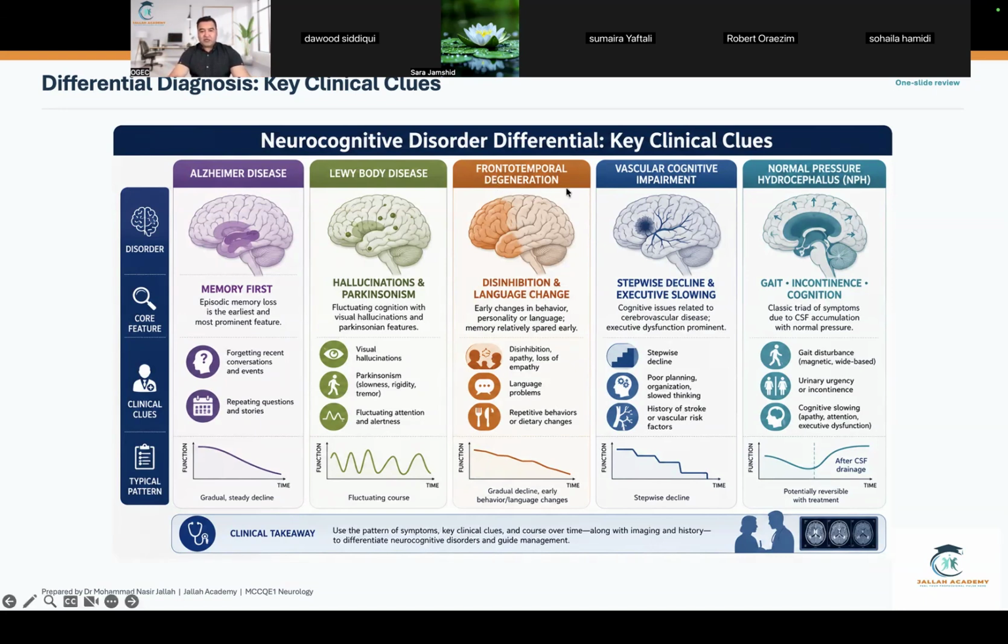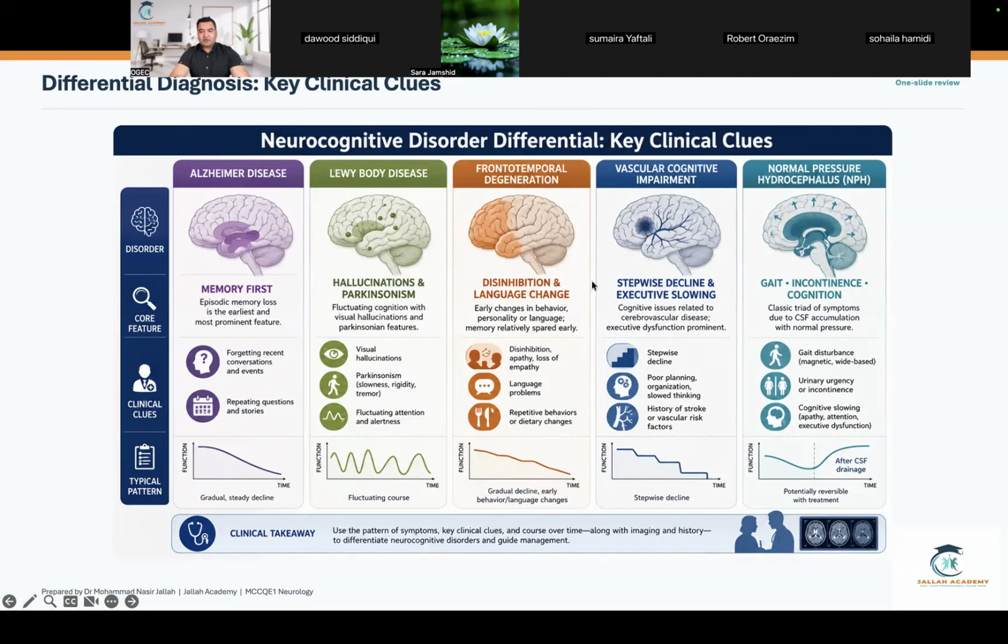Frontotemporal degeneration, or frontotemporal neurocognitive disorder, or frontotemporal dementia: disinhibition, language change, personality change, or behavior change. Early change in behavior, personality, or language, with memory spared early. And then the dementia. And this one is going this way.